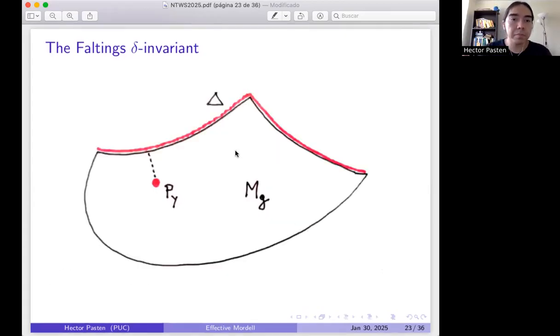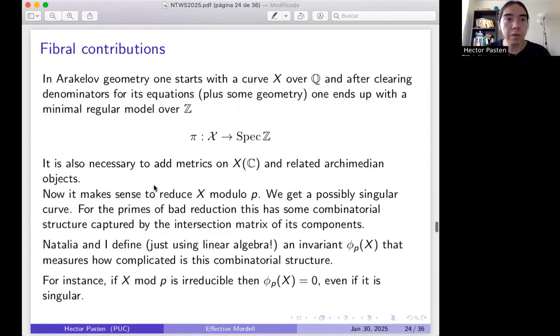Here's a picture. This shape is my moduli space. Here's the moduli point associated to the Riemann surface Y. The red curve here is supposed to be the boundary of the moduli space, and I take the distance to the boundary. Minus logarithm of this distance is precisely the delta invariant of Faltings. Now, that's a definition that's purely analytic. And now I need to give a definition that's purely arithmetic.